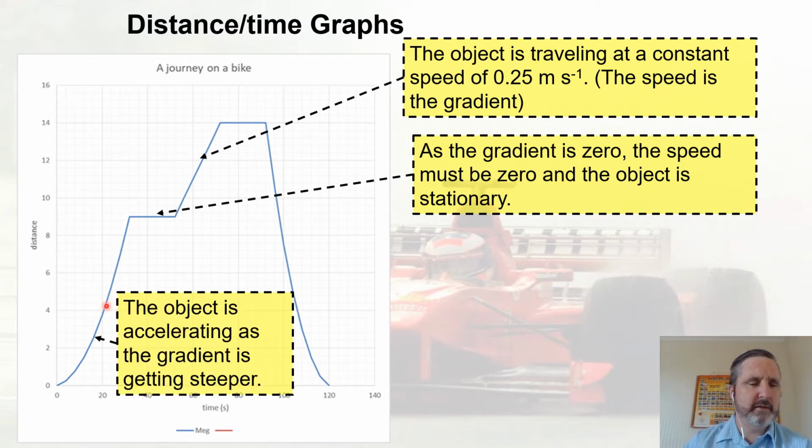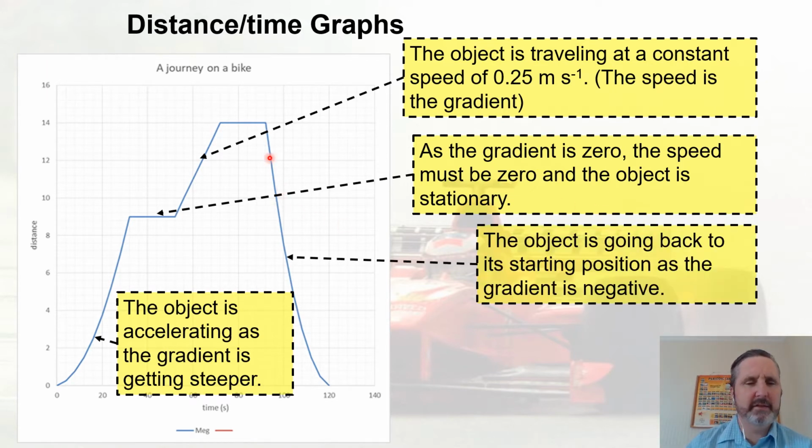We can see at this first part here that there isn't a constant straight line, and in fact the gradient of this line is increasing because it's curving upwards. If you see a curve on a distance time graph, it means there is acceleration. In this case, it is accelerating away from the starting point, and that's because the gradient is getting steeper.